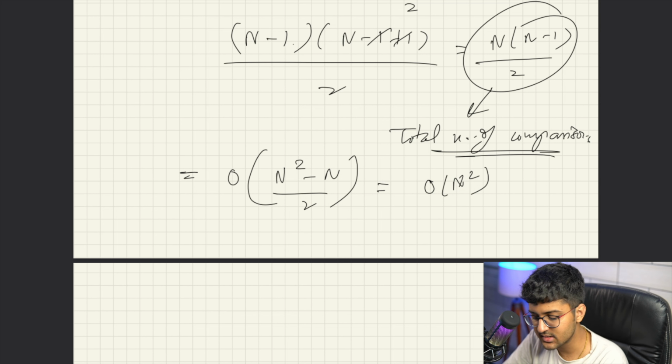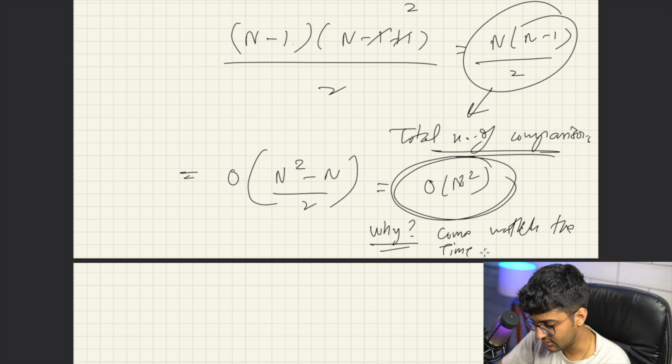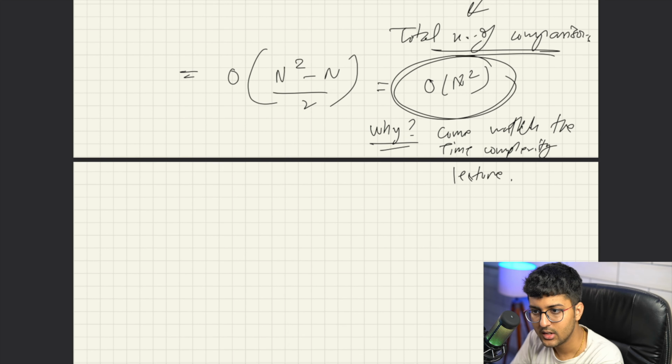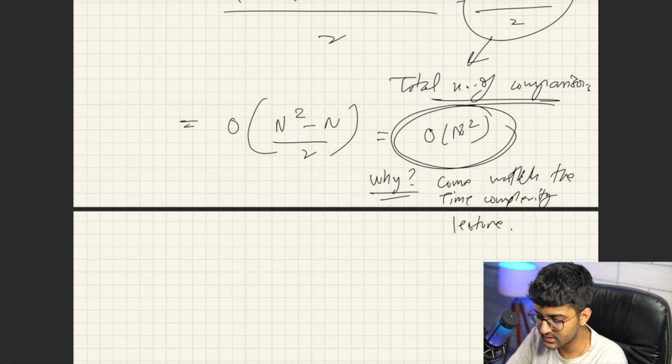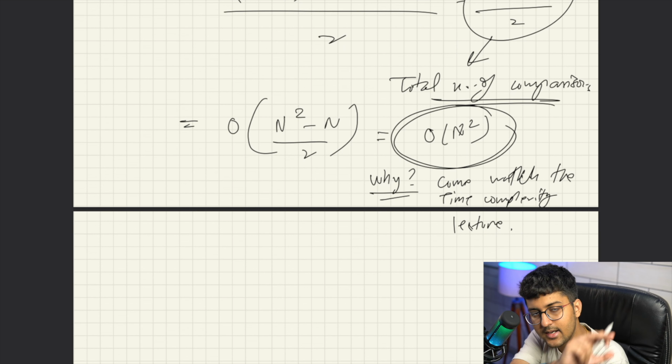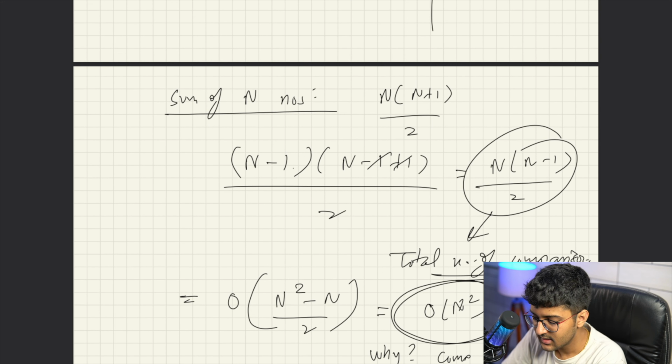If you already know time complexity, you know how we get n squared. If you don't know, come watch the time complexity lecture. We will cover this in detail, don't worry. For bubble sort, insertion sort, selection sort, and all the other sorting algorithms that we'll be doing, we will cover this in detail, and we will do a revision back. We will cover why this is O of n square. For now, if you don't know about time complexity, just think of it as the total number of comparisons.